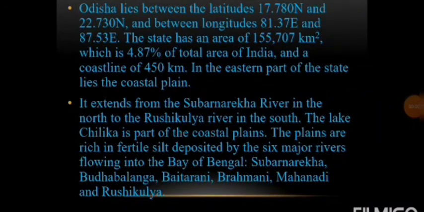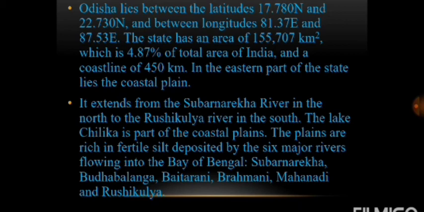Odisha lies between the latitude 17.780 degree north and 22.730 degree north, and between longitudes 81.37 degree east and 87.53 degree east. The state has an area of 1,55,707 km square, which is 4.87% of the total area of India, and a coastline of 450 km.